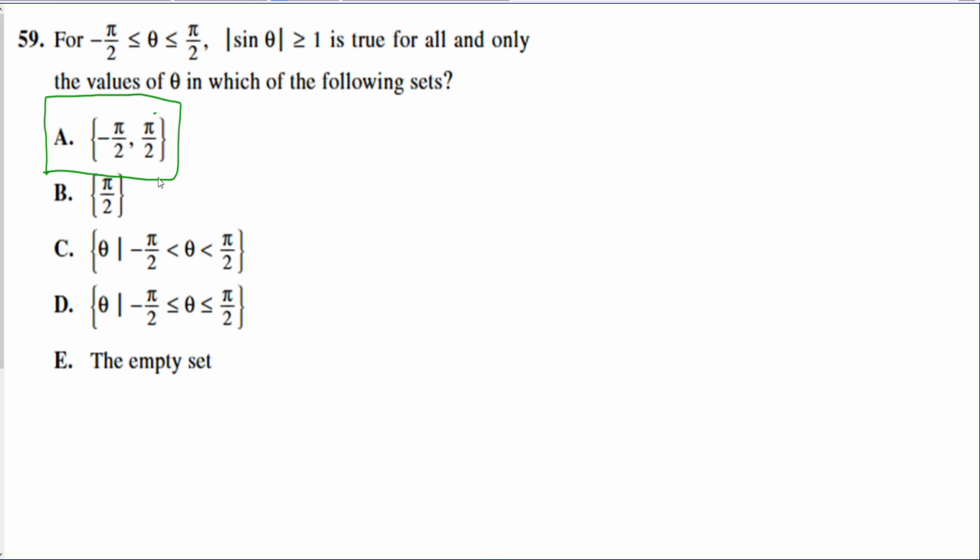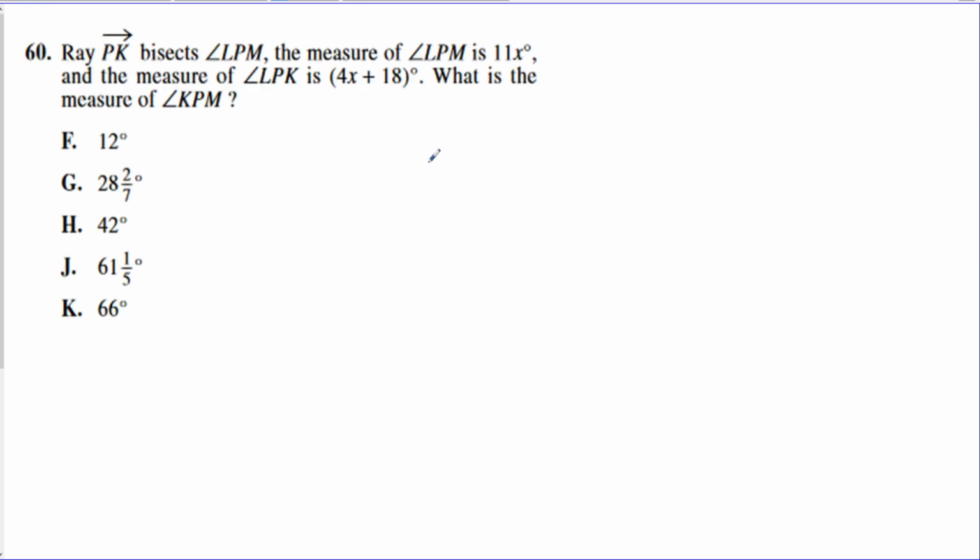All right, last problem. It says ray PK bisects LPM. So let's start with that. Here is angle LPM. You're just going to draw an angle. I'm going to put 3 points on the angle. If these are rays, I'm going to throw some arrows on the end. LPM is going to be L. P is in the middle of this name, so I'm going to put P at the vertex, and then M is over here. And then they're claiming that PK bisects LPM.